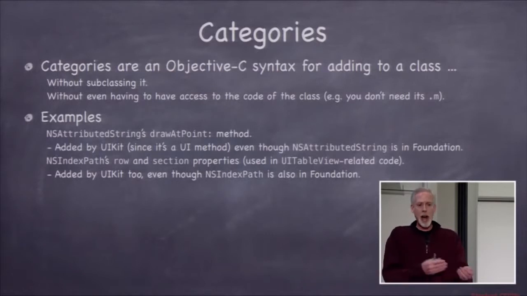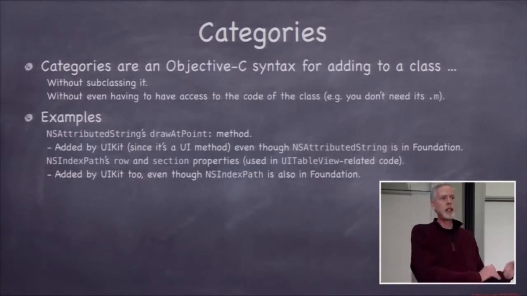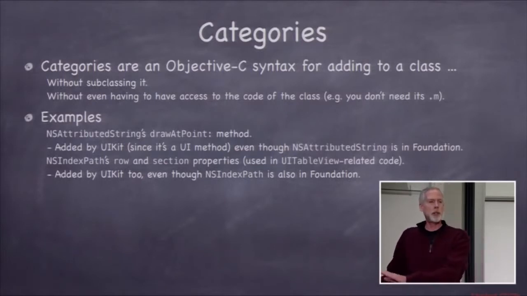It's just a generic attributes on a string thing. But UIKit adds all these, draw at point, and it defines all these other attributes that can be on there. And it does all that in UIKit. And it doesn't even need the source for NSAttributedString. Okay? It just needs to know that class exists.